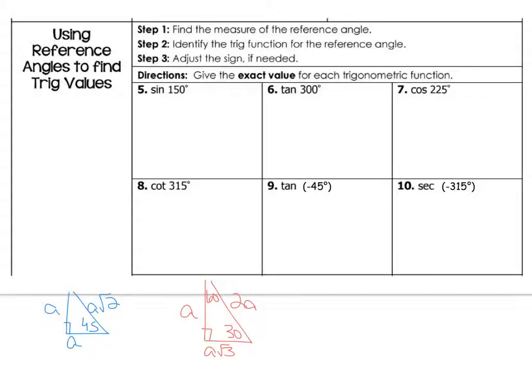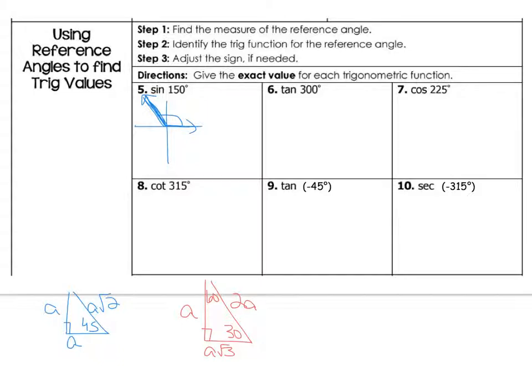We need the sine of 150 degrees. We need the exact value. This means do not plug it into your calculator. We do not want a decimal. We want an exact value. So here's what you do. You're going to draw a 150 degree angle. That's going to be right here, right?